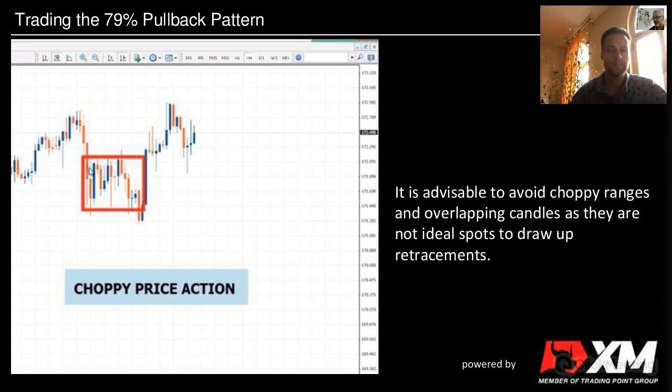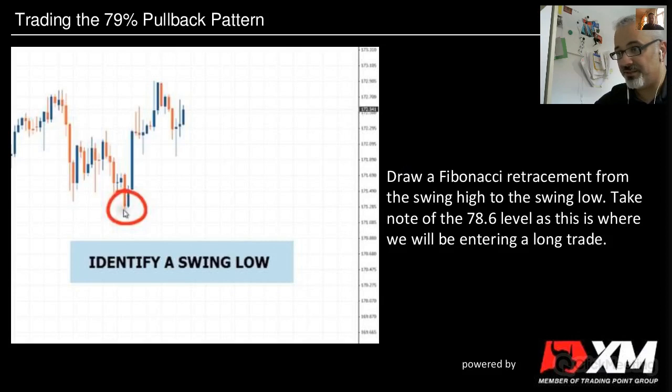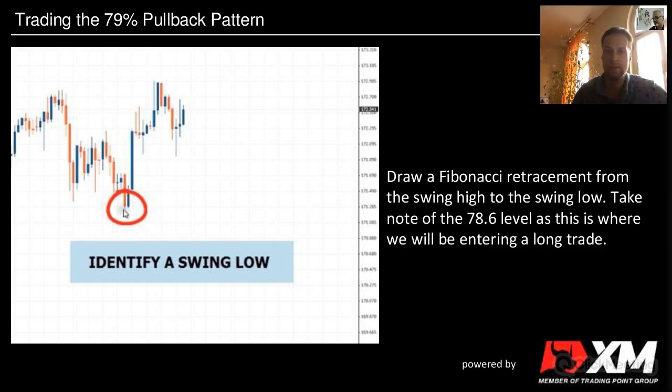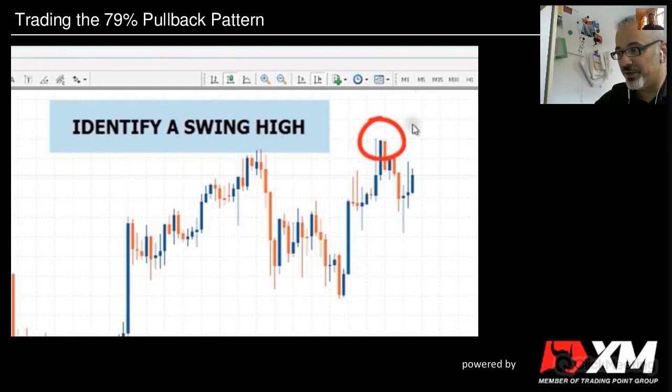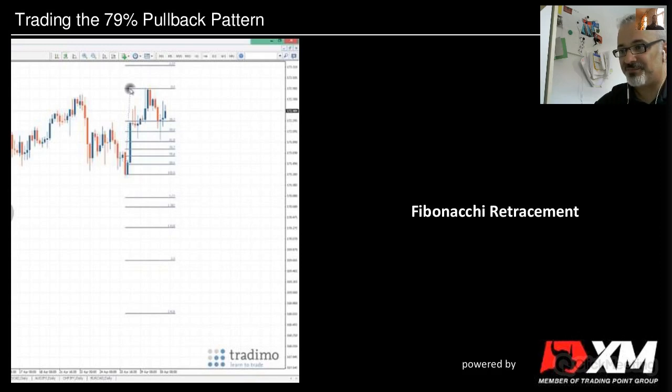And now we have to add the Fibonacci levels. So we identify a swing low, then draw a Fibonacci retracement from the swing high to the swing low. Take note of the 78.6 level, as this is where we will be entering a long trade. Actually, sorry to be a pain, but in this particular case we need to draw the line from the low to the high, because we're always drawing lines from left to right. Yes, correct. After identifying a swing high, we add the Fibonacci retracement. That was my bad.